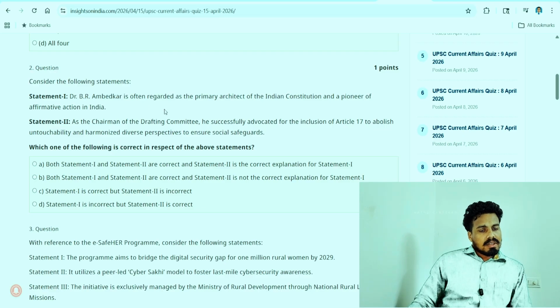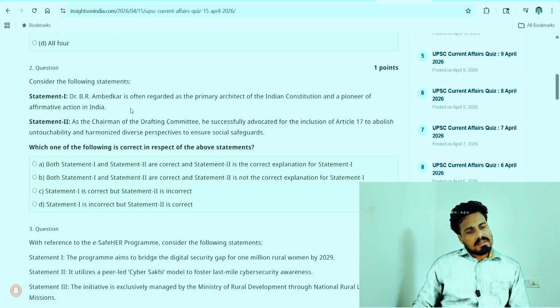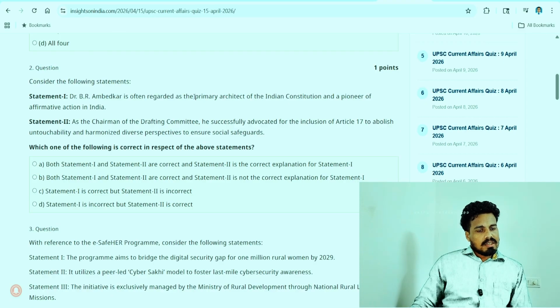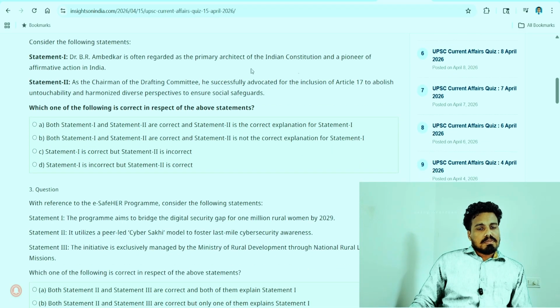Dr. B.R. Ambedkar is often regarded as the primary architect of the Indian Constitution, yes, and a pioneer of affirmative action in India. Yes, this is right. He is often regarded as the primary architect of the Indian Constitution. Yes, always remember. And the pioneer of affirmative action in India, that is not sure, but this must follow it. The architect of the Indian Constitution should follow this affirmative action.